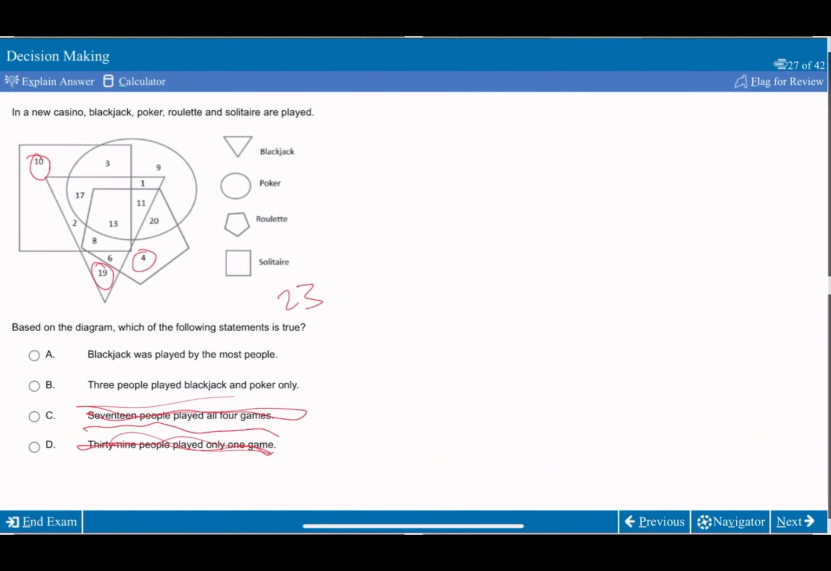3 people played blackjack and poker only. Blackjack and poker. I see 3 only there, and that's solitaire and poker, so it's not going to be that one, so I think it's going to be A.